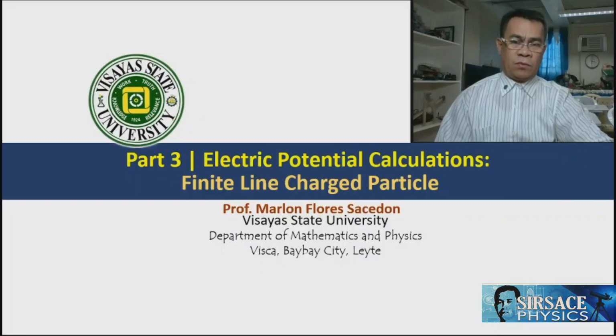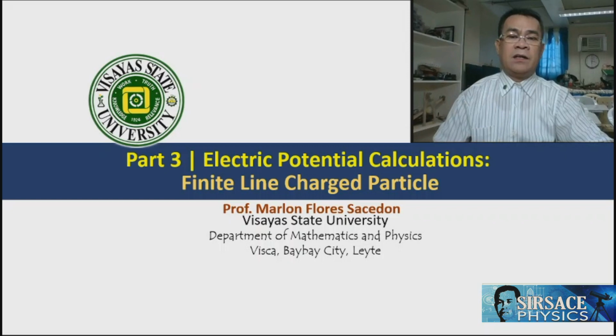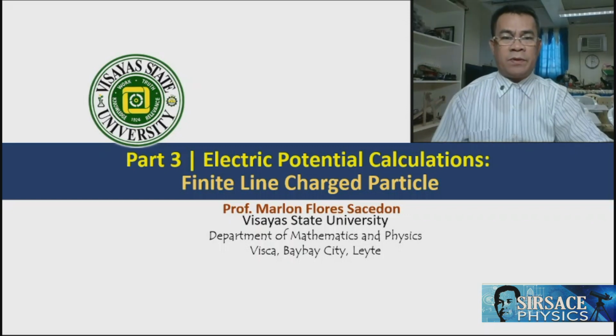In this video, we will have another electric potential calculation. This is finding the electric potential of a finite line charged particle. In our previous video, we derived the relation of the electric potential for a ring charge. Now, in this part 3, we will focus on the calculation for the finite line charge.